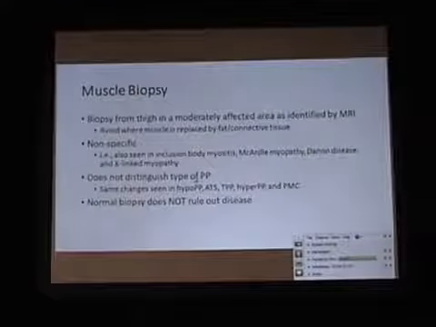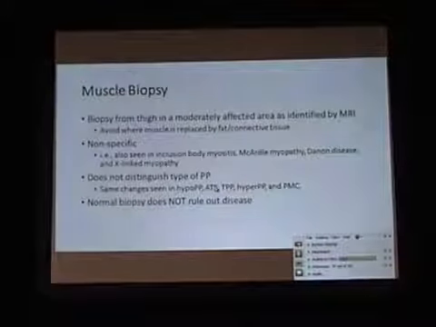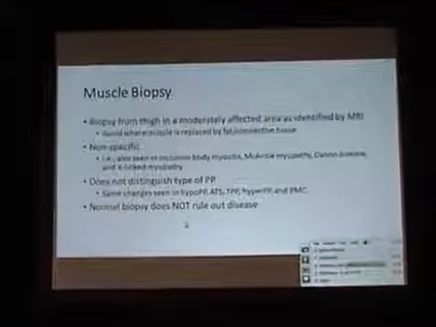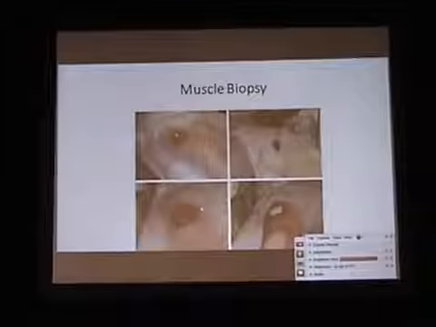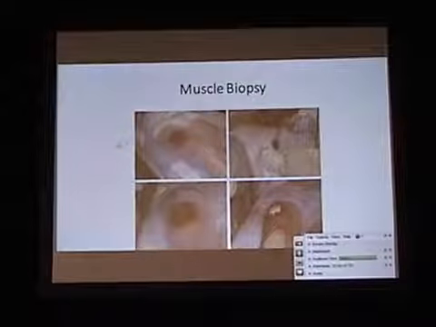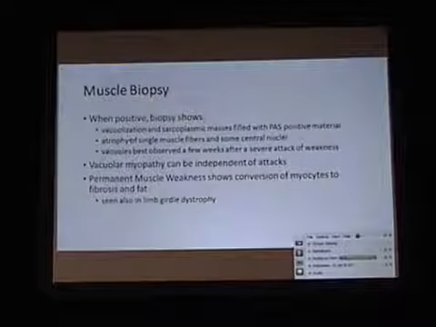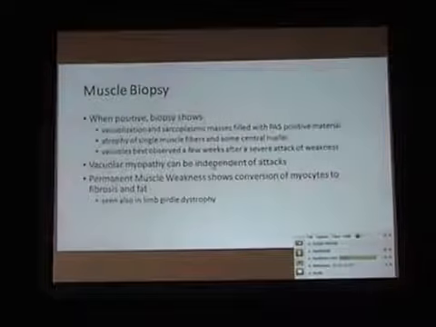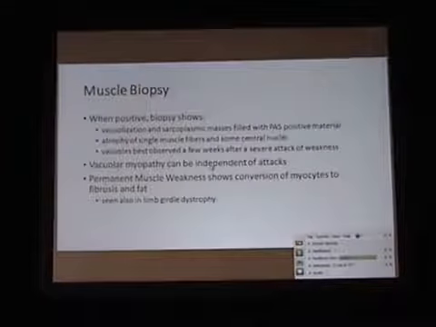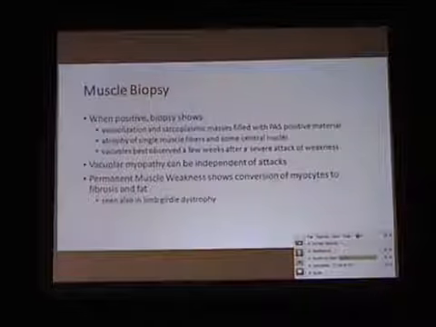But it doesn't differentiate the type of PP. Hypo, hyper, PMC, ATS, they'll all look the same on the biopsy. And a normal biopsy doesn't rule out the disease. What if you just got the wrong spot? So they prep you, they put the thing in, hopefully with anesthesia, another big problem, right? But, okay. You'll see vacuoles on the muscle biopsy, and you can see vacuolar myopathy independent of attacks. Maybe you had one attack in your life, you can still end up with vacuoles on the biopsy. Permanent muscle weakness will show conversion of myocytes to fibrosis and fat.